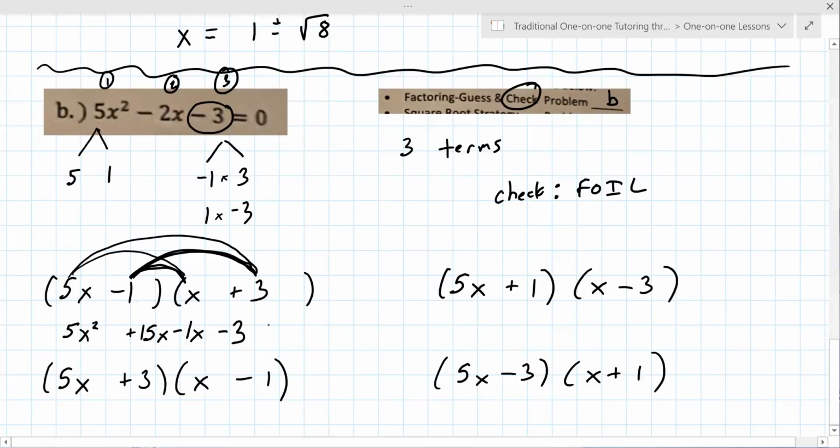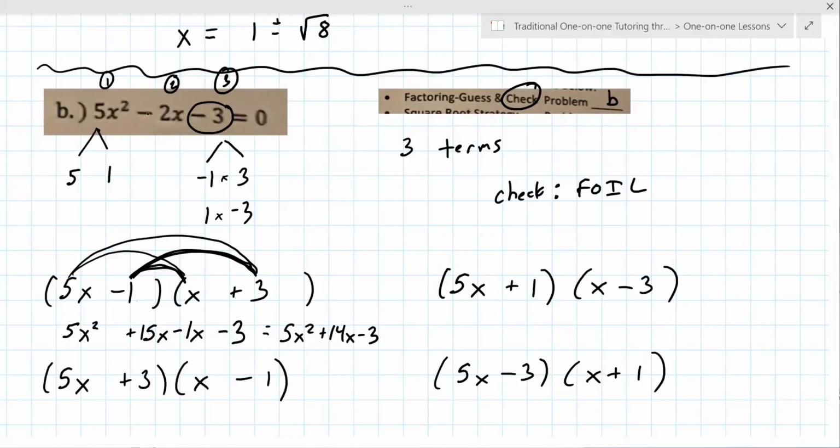Okay, so notice that this equals 5x squared plus 14x minus 3. Does it equal this, or is it the same as this original one? I think no, it's not. It's got to be exactly the same.